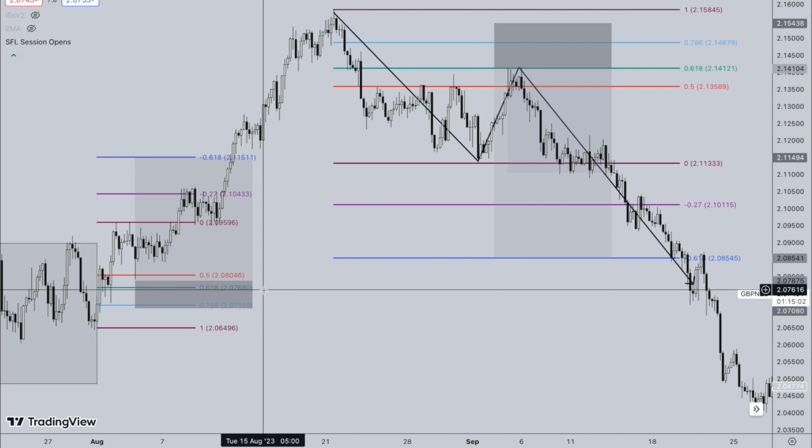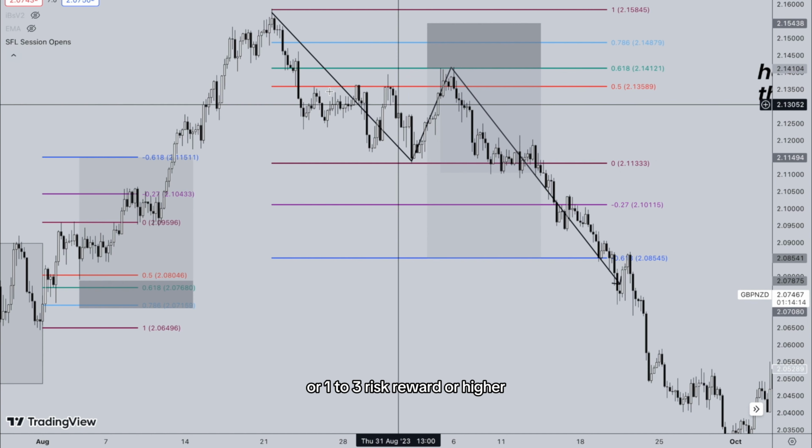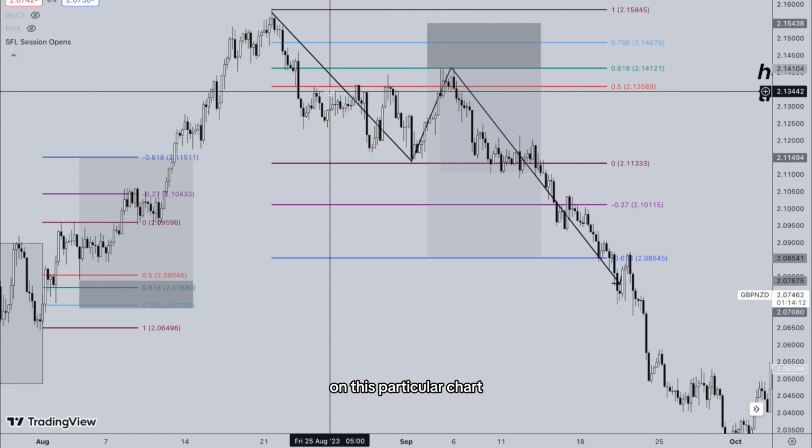I hope that makes sense. Always look to take a trade that is 1 to 2 or 1 to 3 risk to reward or higher. There are several more examples on this particular chart, but just so this video is not too long, I'm going to leave it with these examples. Once you go and backtest and practice it out for yourself, you're going to be much more conversant with using the Fibonacci retracement tool.